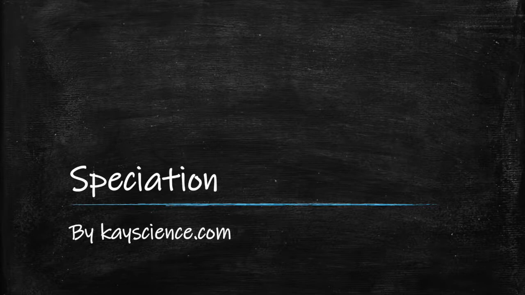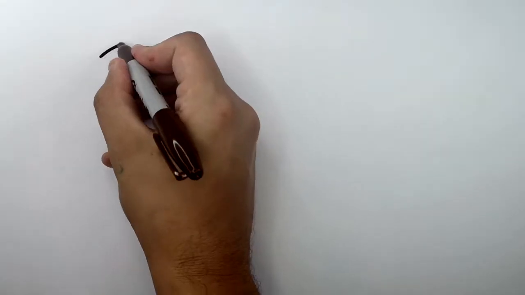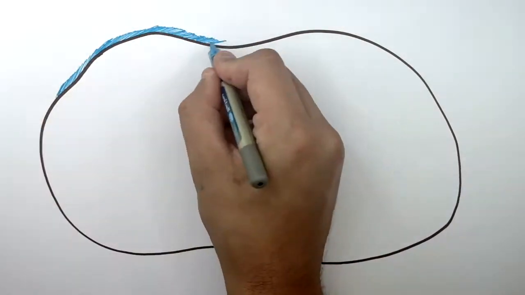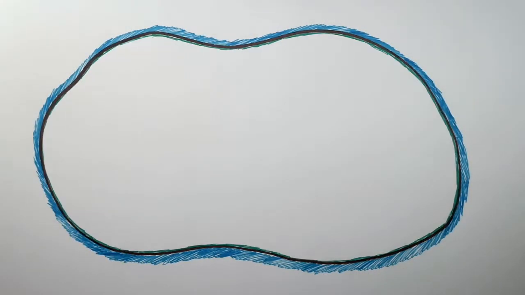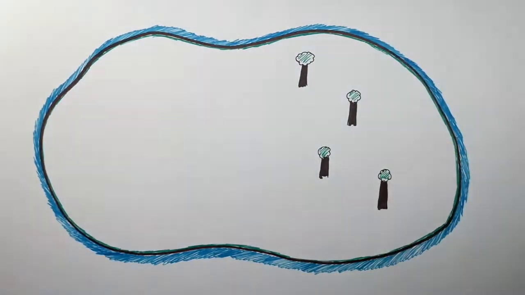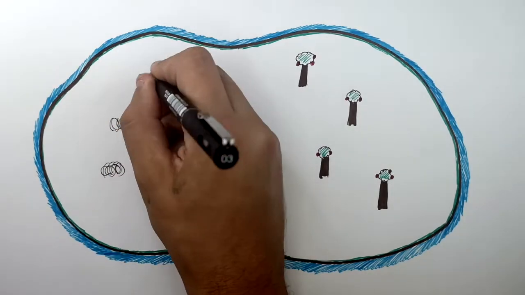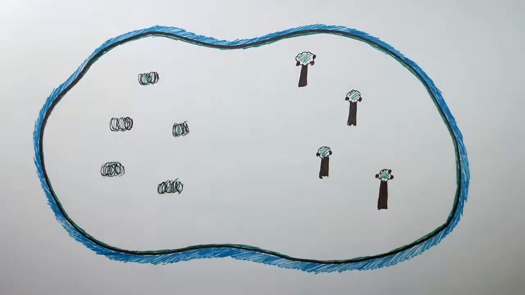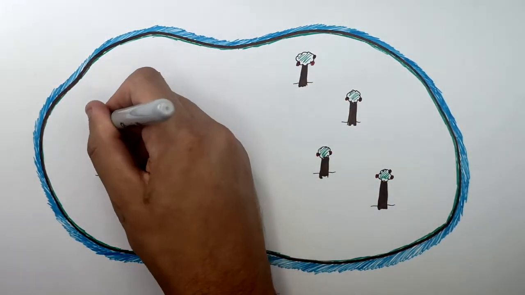Speciation by KayScience.com. What I'm drawing here is a very large island surrounded by water. On one side of the island, you'll find very tall trees with larger fruit. On the other side of the island, there are bushes that are closer to the ground with nut-type fruit in the bushes.